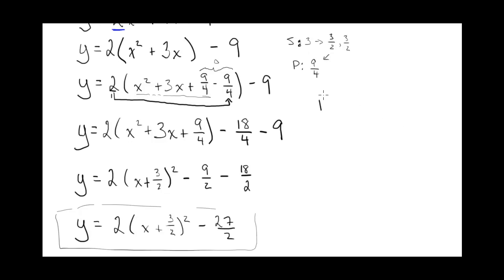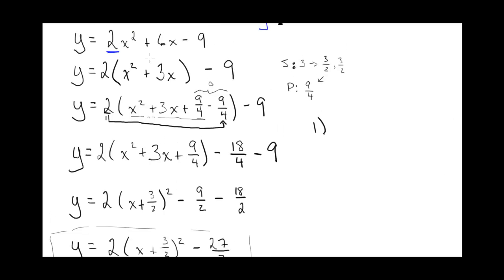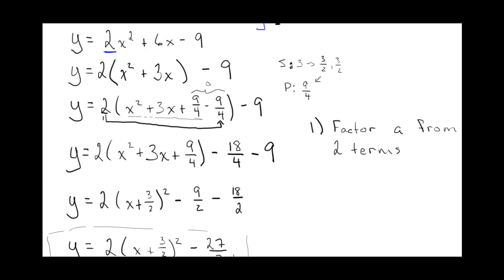So if you wanted to write the steps, I usually write it as 4 steps. First step is to factor a, so a is the number in front, from the first 2 terms. So you only factor from the first 2, not from the third one. One thing worth mentioning, this is step 1. So notice you factor 2 from the first 2 terms.